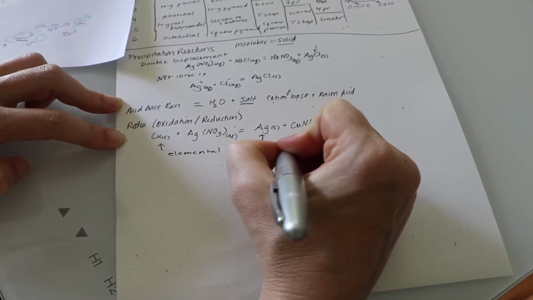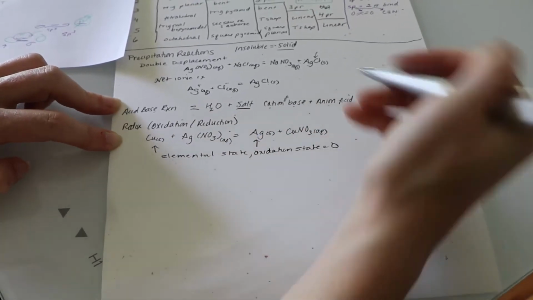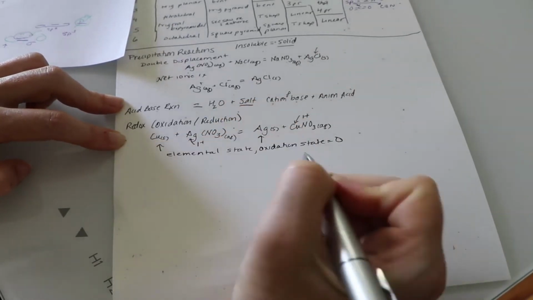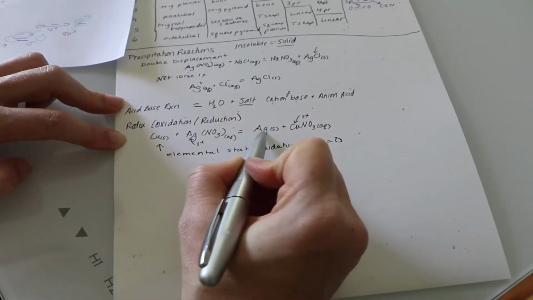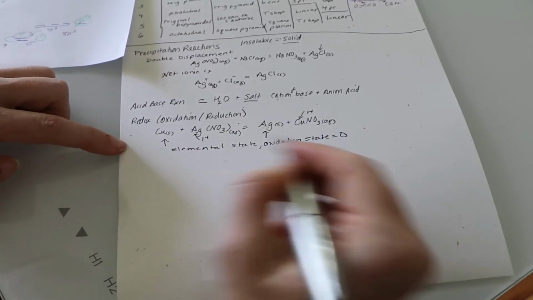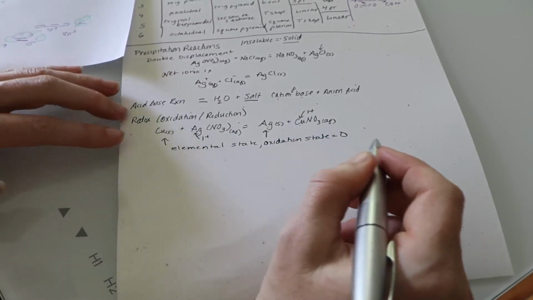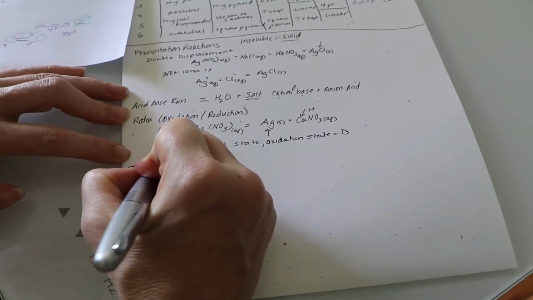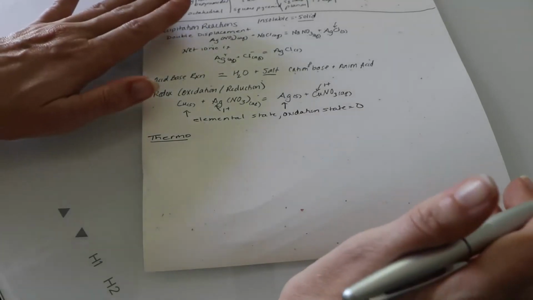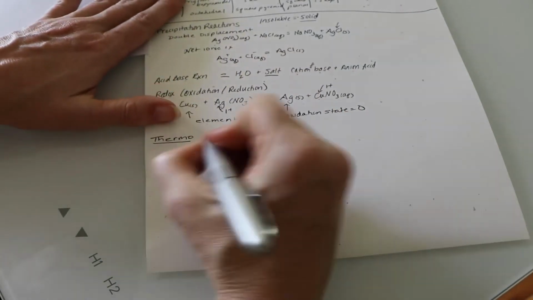So here I have copper as a solid as well as silver as a solid. Those are the elemental states, so the oxidation state is 0. But when they're in these compounds, they each have an oxidation state of +1. That means their ion charge is +1. So because on the reactant side, copper is a 0, but on the product side, it's a +1, we have a redox reaction. So then I'm going to move on to some thermochemistry stuff.